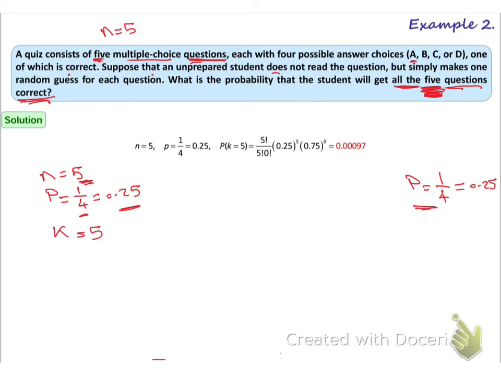But if he said 2 questions correct, K will be 2. 3 questions correct, the K will be 3, and so on. Okay, so I hope this is clear, how to get N, P, and K.